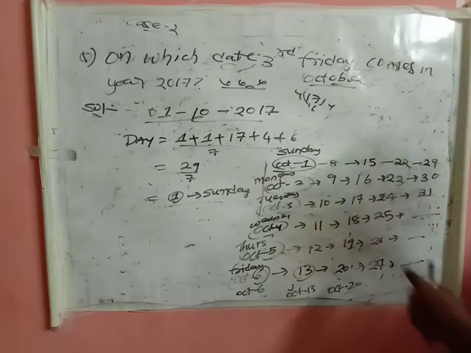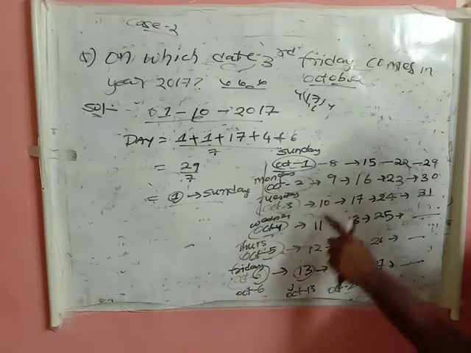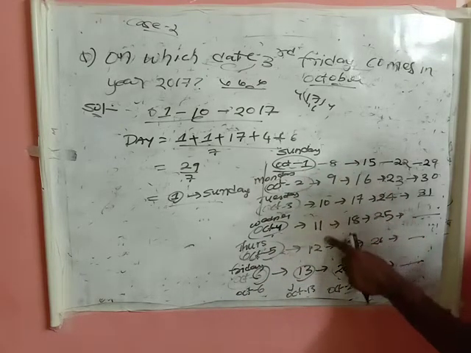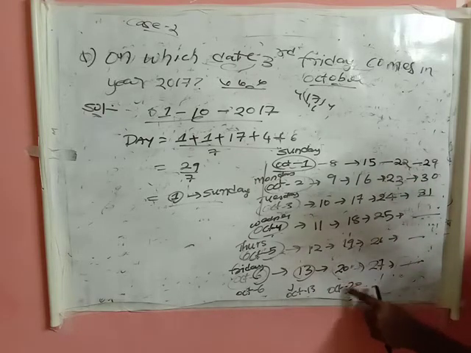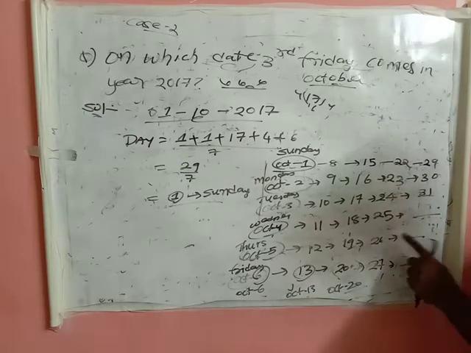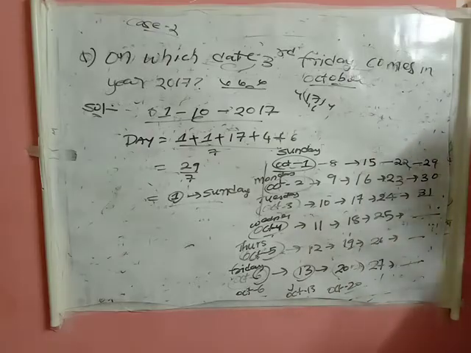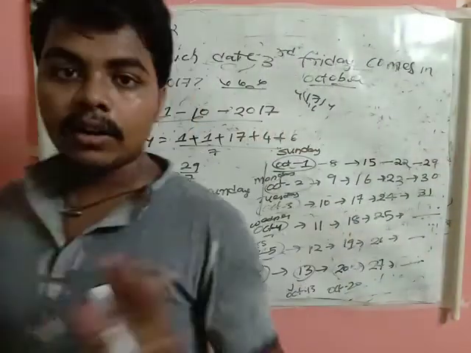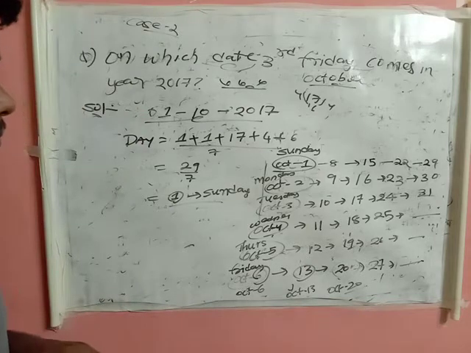Now let us see. If this is 1, 2, 3, 4, 5, 6; if this is 8, 9, 10, 11, 12, 13; if this is 15, 16, 17, 18, 19, 20; if this is 22, 23, 24, 25, 26, 27; if this is 29, 30, 31. That's it. That's enough. Okay with this?